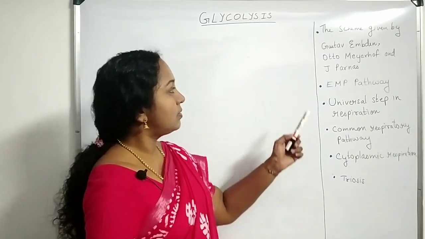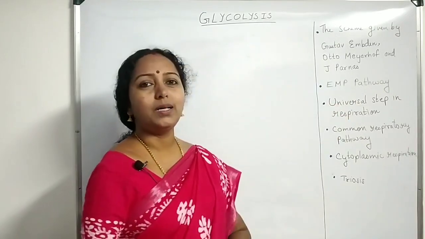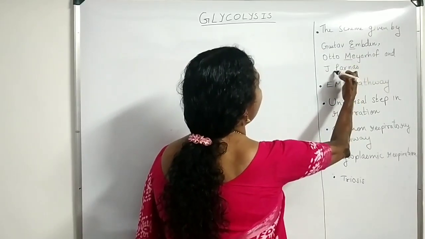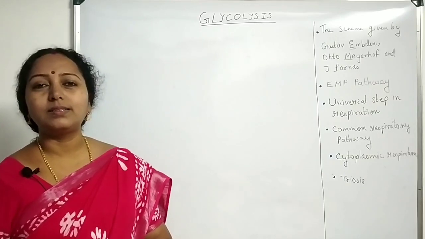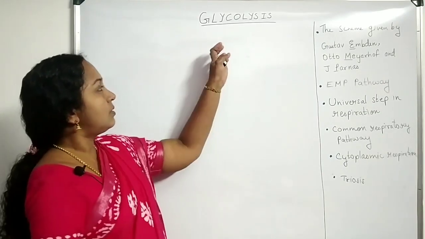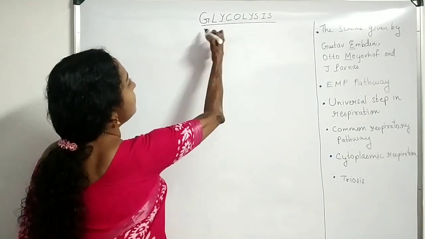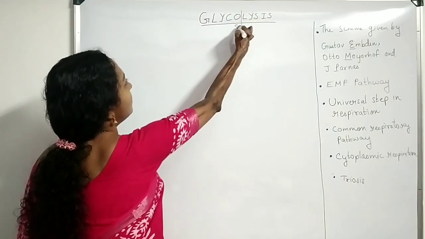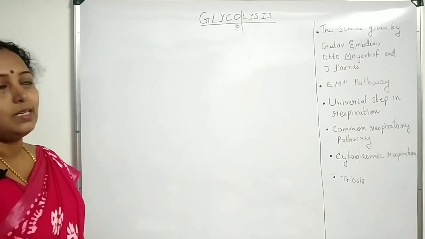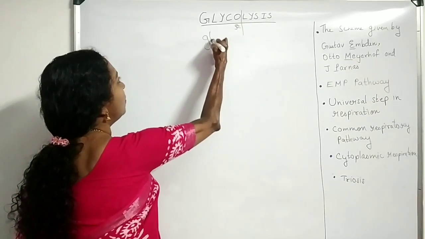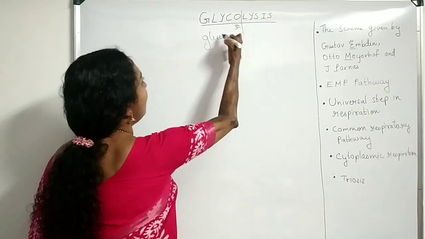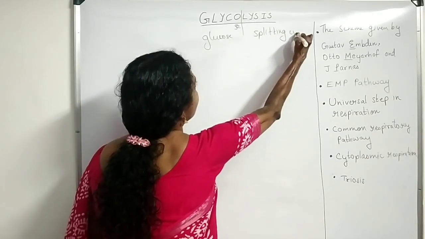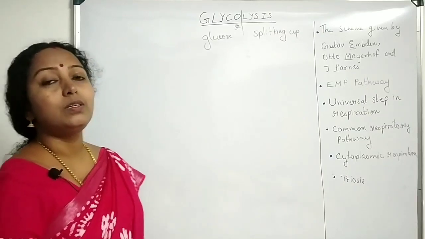So, this glycolysis is also called the EMP pathway. That is, letters taken from the first letters of their names. EMP: Embden, Meyerhof, Parnas pathway. This glycolysis, as the name suggests, comes from two Greek words, glykos and lysis. Glykos relates to glucose and lysis means splitting up. That is, splitting up of glucose.